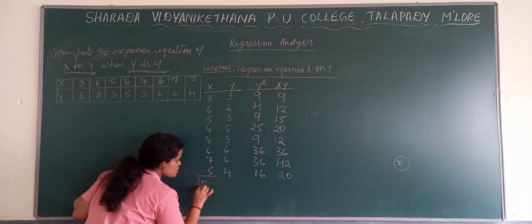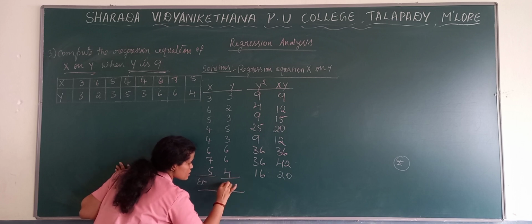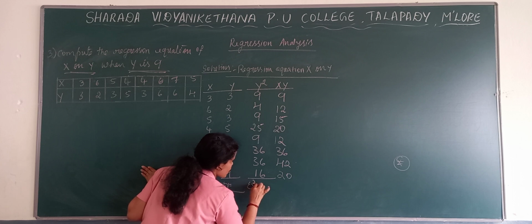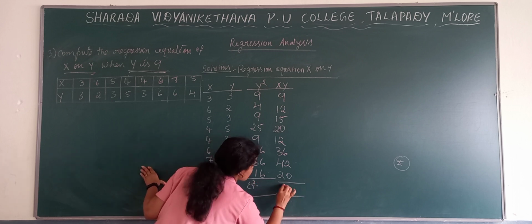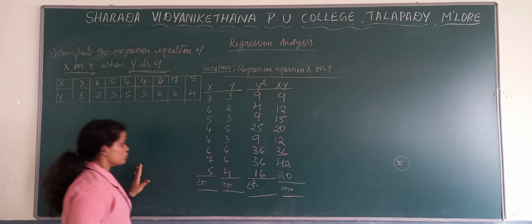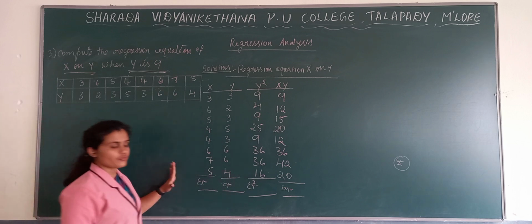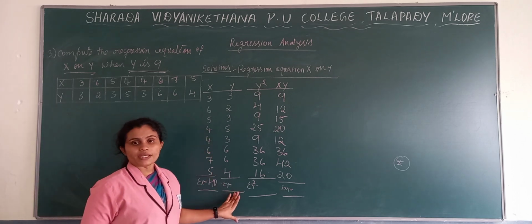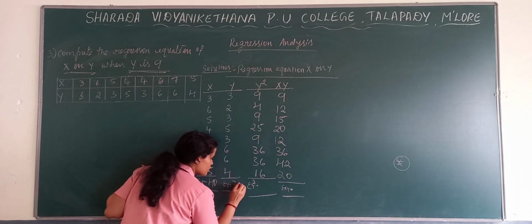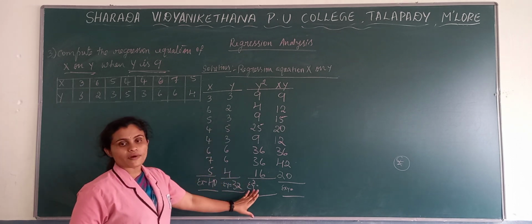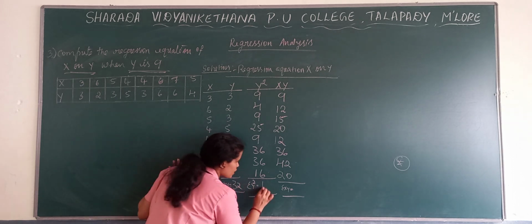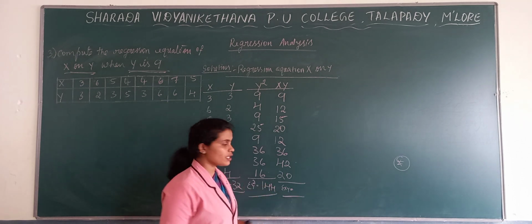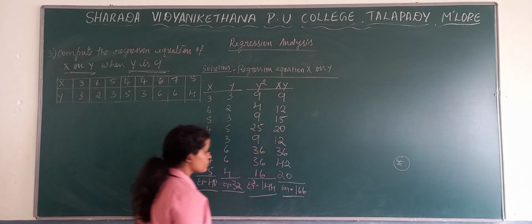Here sigma x is equal to, sigma y is equal to, sigma y square is equal to, and sigma xy is equal to. So sigma x we get the value as 40, and sigma y we get the value 32. Now sigma y square, the total of the y square column, is 144, and sigma xy we get 166.